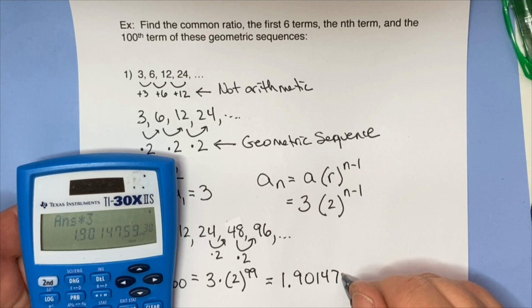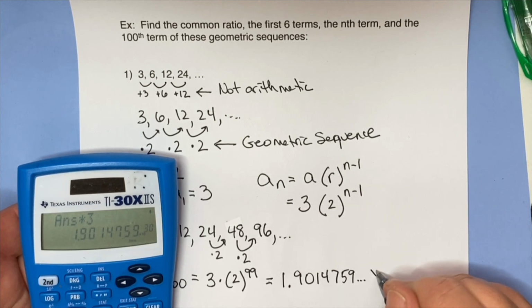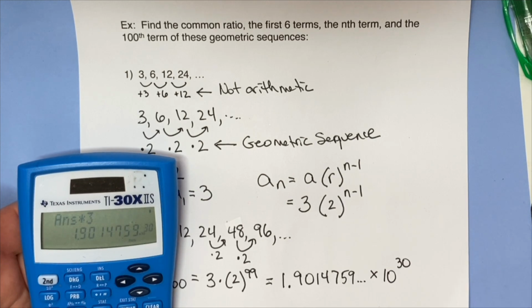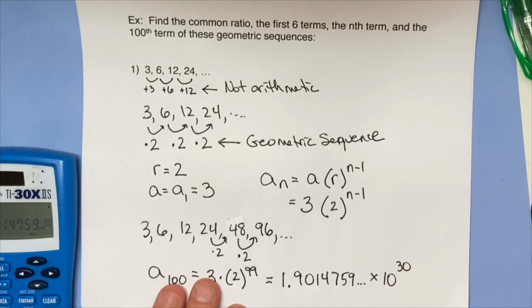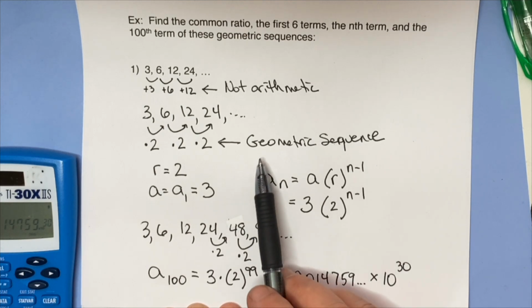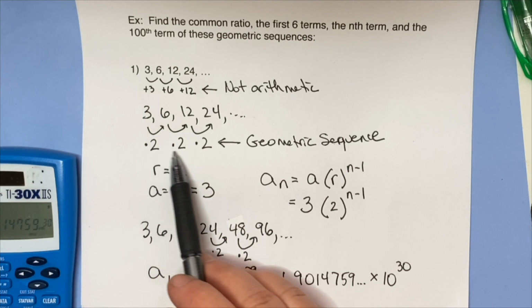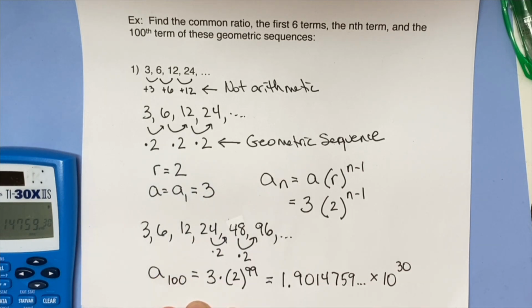And so we get, in scientific notation, 1.9014759 whatever else times 10 to the 30th power. So that is a pretty big number, because that means we've got to move this decimal place over 30 spaces. So it would be this whole number, 1, 2, 3, 4, 5, 6, 7, plus another 23 zeros. So this is a very, very large number. And as you might guess, geometric sequences, if the common ratio is something like multiplied by 2, the numbers are going to get really big really fast.